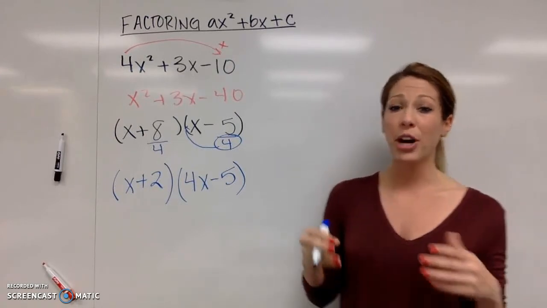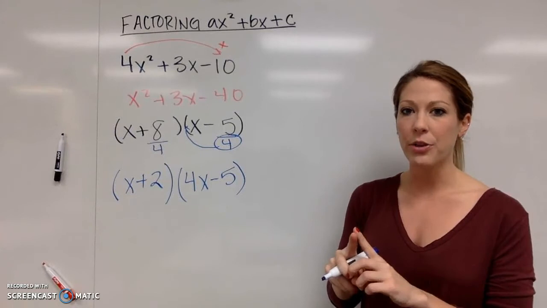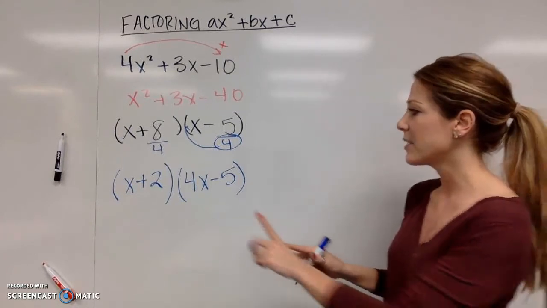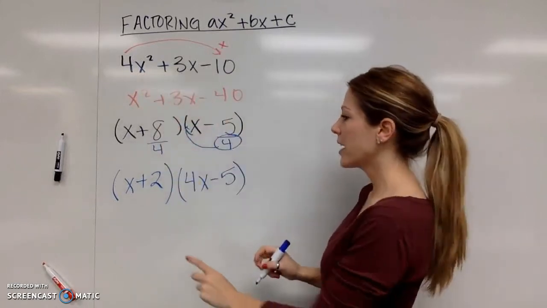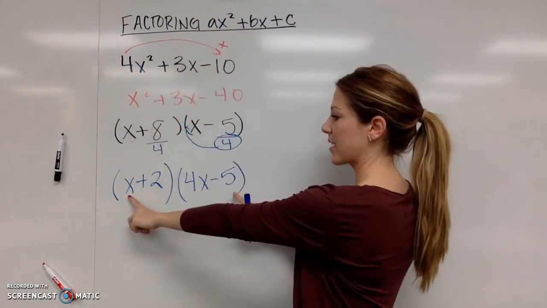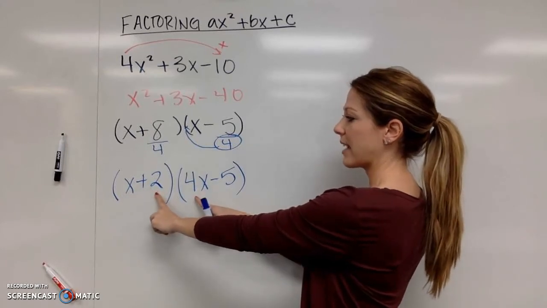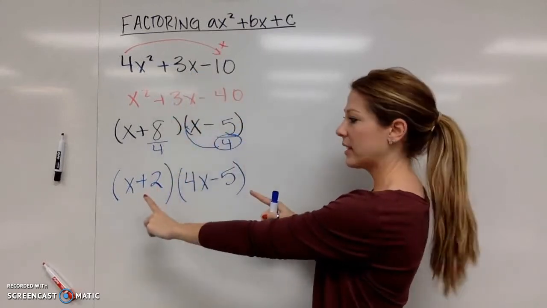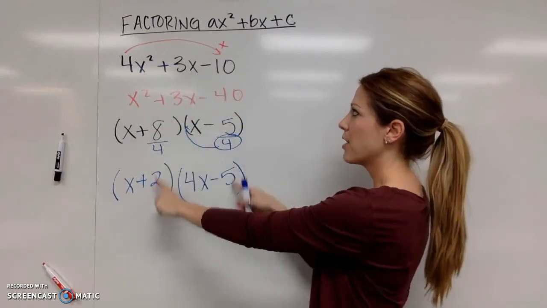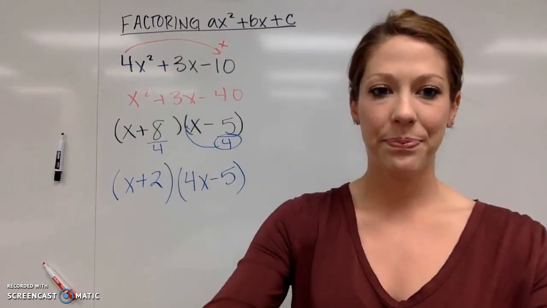Remember, you can always check your work by seeing if, when you FOIL, you get what you started with. In this case, if we take x times 4x, we do get 4x squared. And when we multiply the outsides, x times negative 5 is negative 5x, 2 times 4x is 8x. So when we add those together, we get 3x. And when we multiply the last ones, 2 times negative 5, we do get negative 10. So it worked when we FOILed it all out.